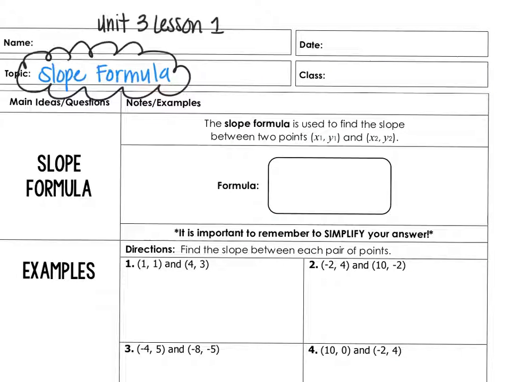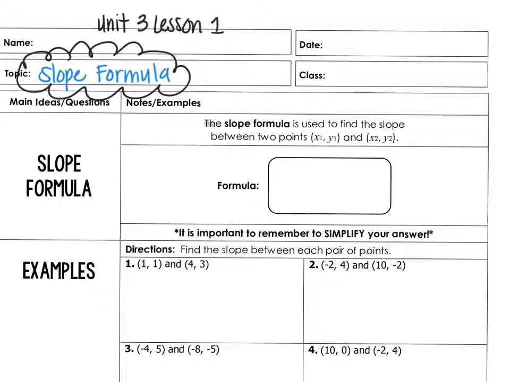Moving on in our conversation about slope, you just spent some time being introduced to slope, and you were finding the slope using a graph. Now we're going to find the slope using some mathematics. And in order to do that, we need to know the formula for the slope.